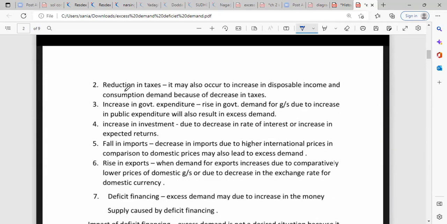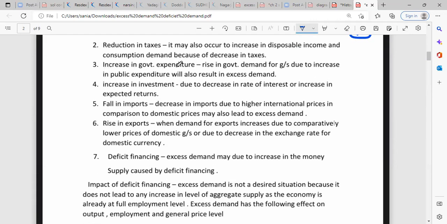And second, reduction in tax. It may lead to an increase in disposable income and consumption demand because of the decrease in tax. Now we don't have to pay as much tax. Earlier, for example, if your income is 100 rupees, you had to pay 20 rupees tax, but now you have to pay only 10 rupees tax. So this extra 10 rupees you will use to say, okay, I will eat burger, pizza, whatever it is. So reduction in taxes.